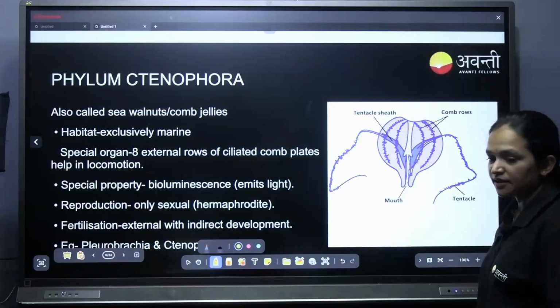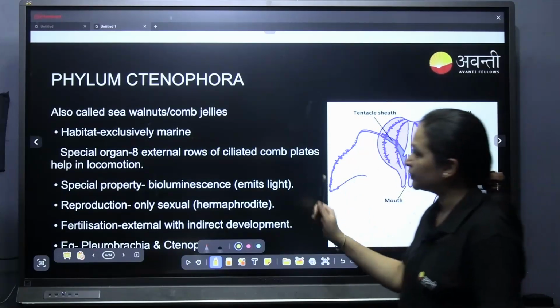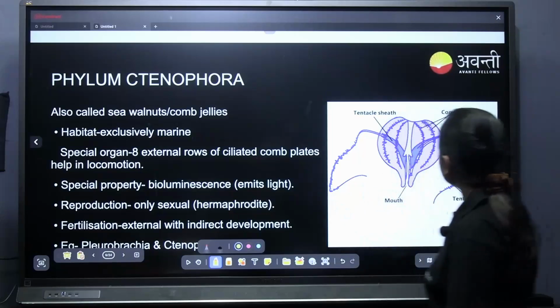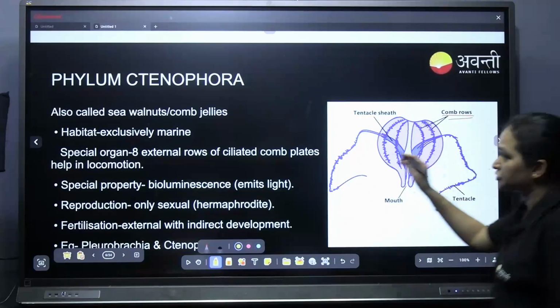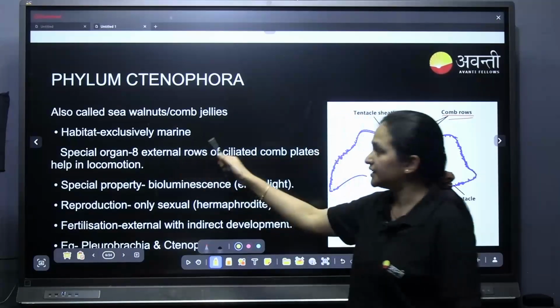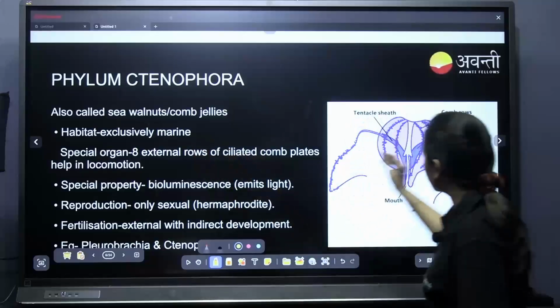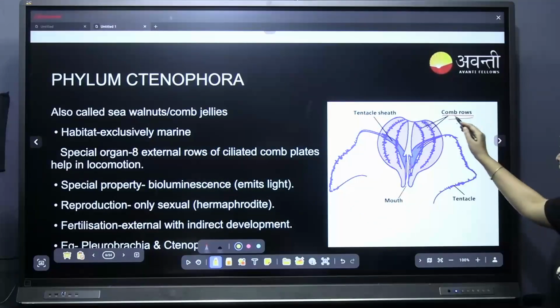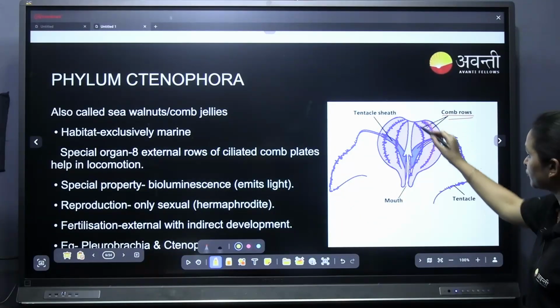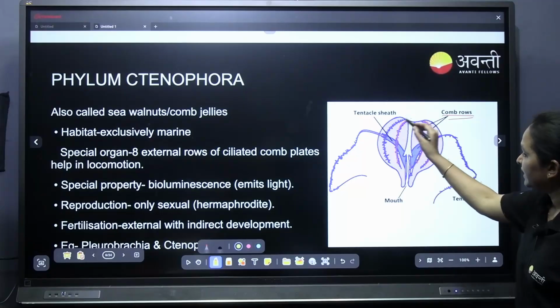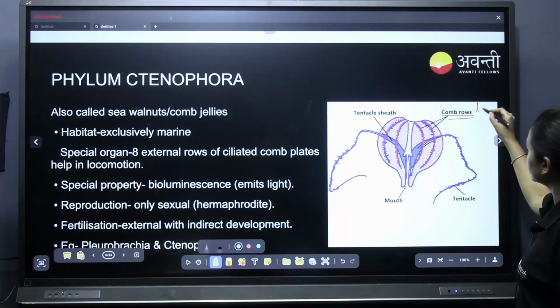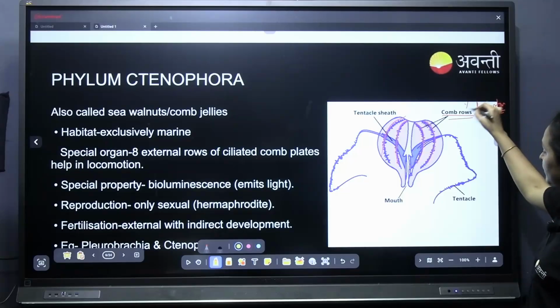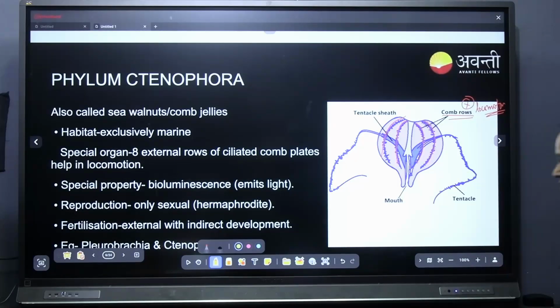Here it is Ctenophora, phylum Ctenophora. One of the important thing is this comb rows. This is also called walnut or comb jellies, and these are exclusively marine, which I have already told you. And one of the important thing is comb rows, like 8 rows of comb होते हैं इधर, and these helps in locomotion. This is one of the very important point in this.